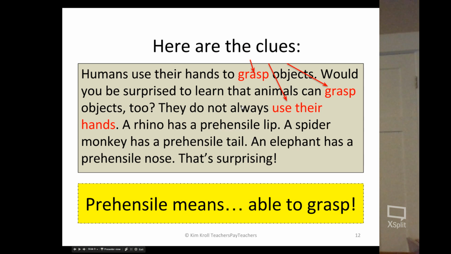Prehensile means being able to grab, and here are the clues. You have grasped, use their hands, grasp. It's all these things that are giving you clues. So if humans use their hands to grasp objects, animals can grasp objects too. And they don't always use their hands. We're looking at these context clues being like, okay, so a rhino uses a lip to grasp something. A spider monkey uses its tail. An elephant uses its nose. So look for these repetitive items to help you understand what the meaning of the word is. So look for those different clues. A lot of the times they are going to pop up multiple times. Okay?